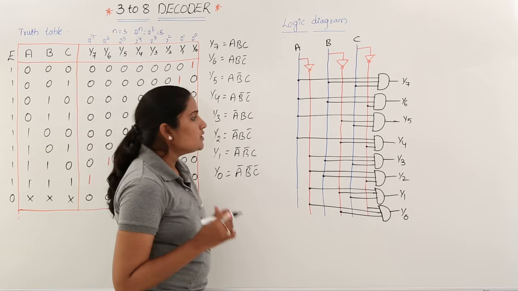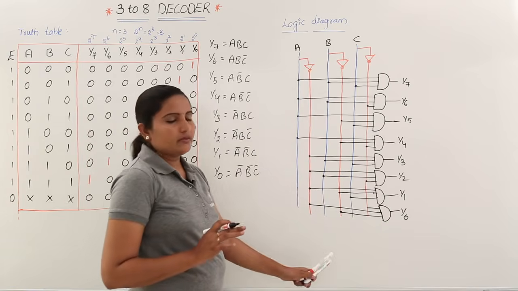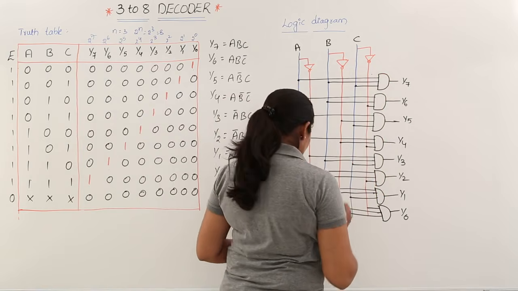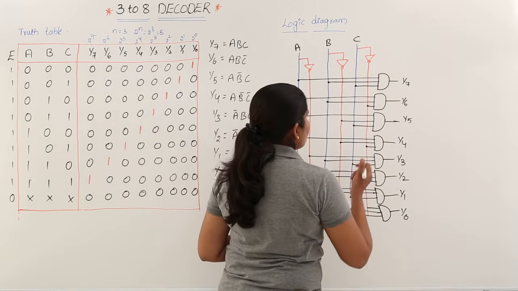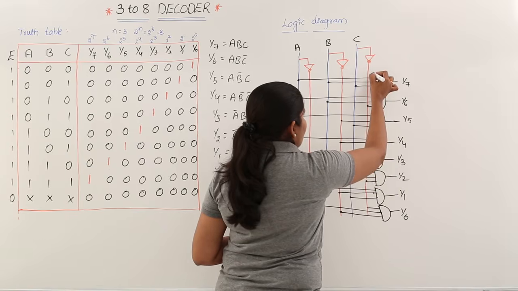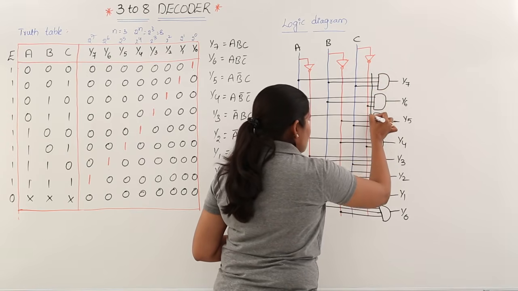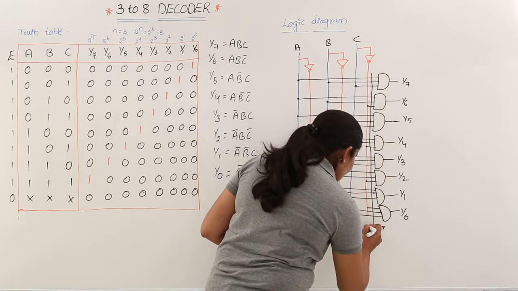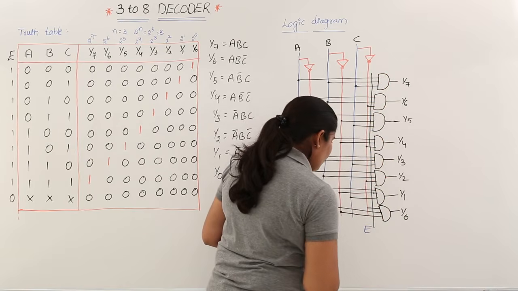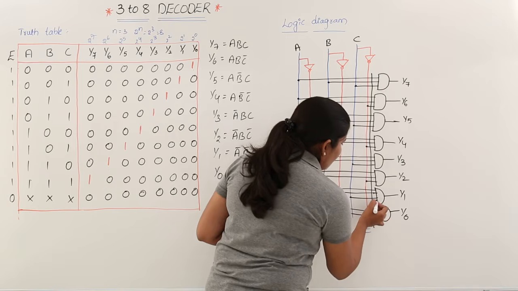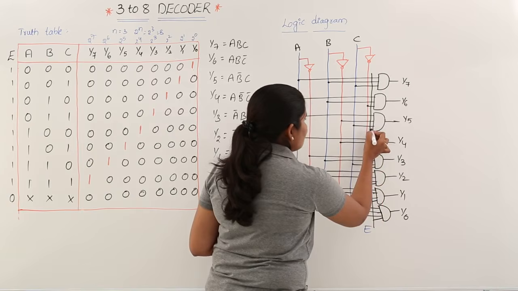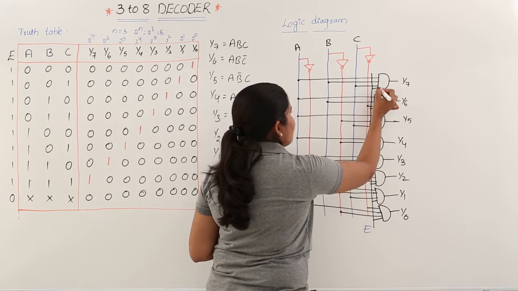Now, apart from this, you need an enable line always connected. I am representing it with black. You just treat this as the enable line. You need to connect it to each and every AND gate like this. So I am connecting this enable line to each and every AND gate.